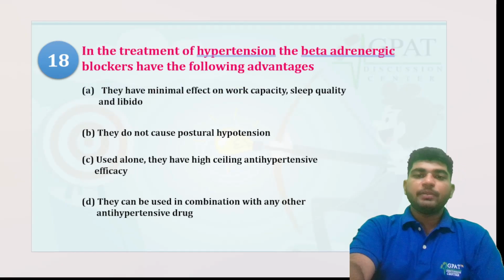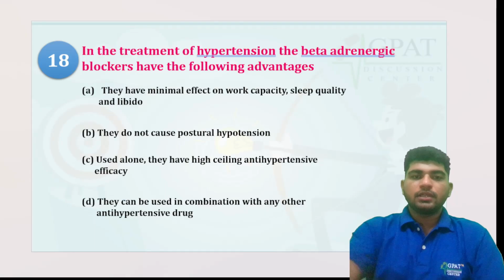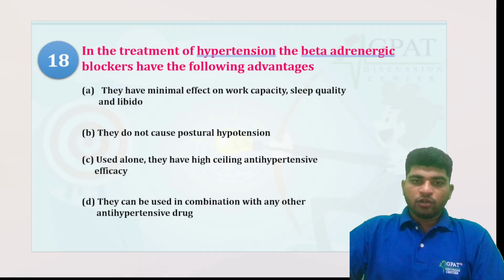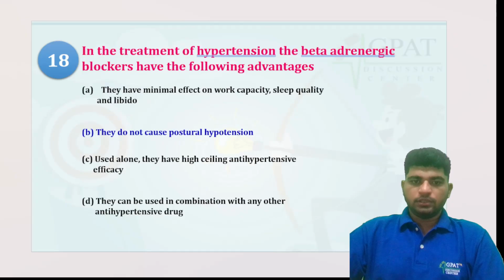In the treatment of hypertension, beta adrenergic blockers have the following advantages. They have minimal effect on work capacity, sleep quality, and libido. They do not cause postural hypotension. Used alone, they have ceiling antihypertensive efficacy. They can be used in combination with any other antihypertensive drugs. So the answer is they do not cause postural hypotension.